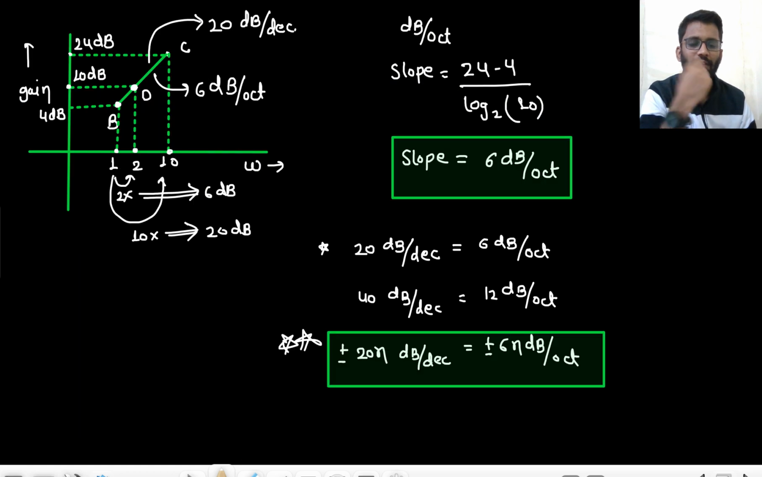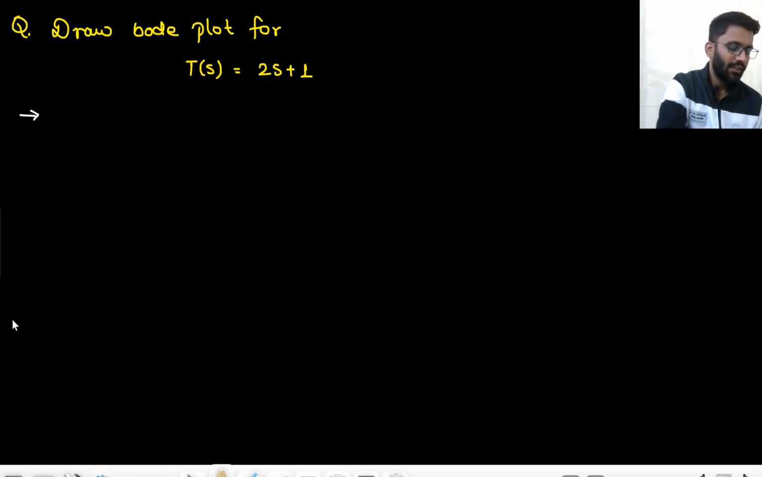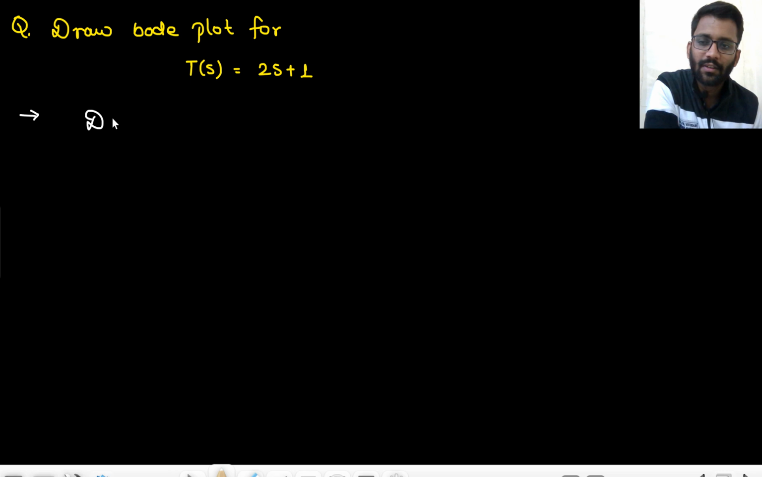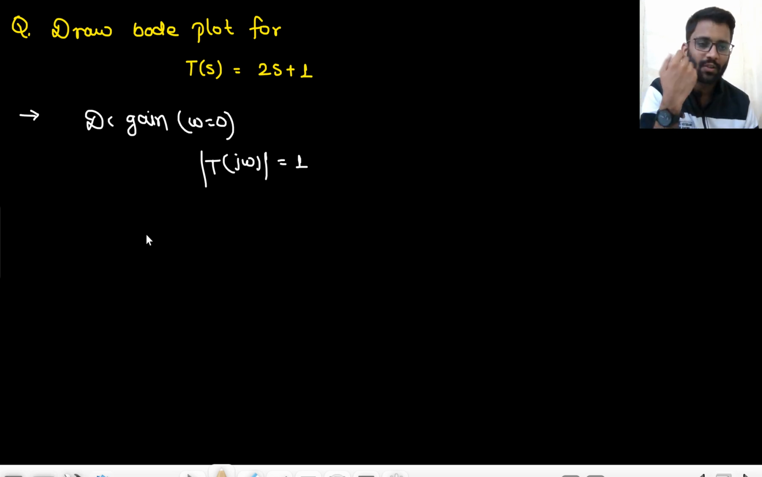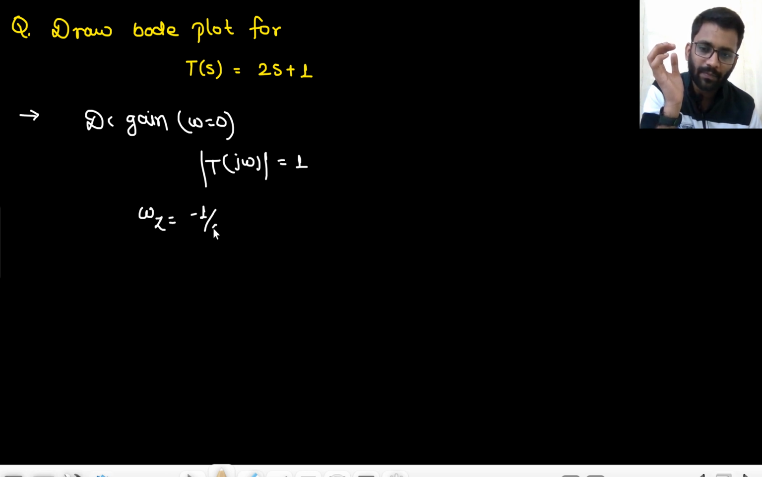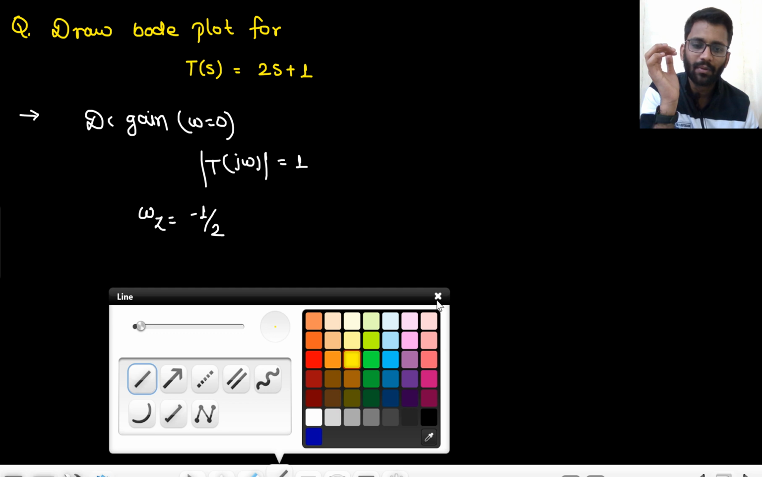Okay, so let's solve this question now. First we find the DC gain. For DC gain, we put omega equals 0. So my DC gain would be 1. Then we find the location of poles and zeros. There are no poles, only a zero is there. The location of the zero is minus 1 by 2. Now I will draw the Bode plot.